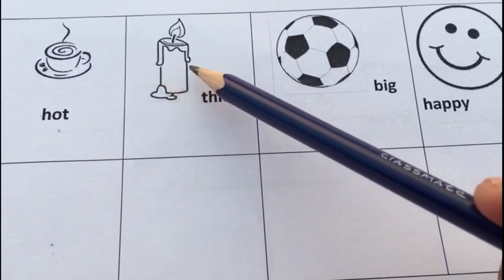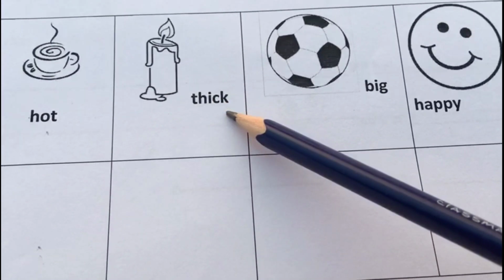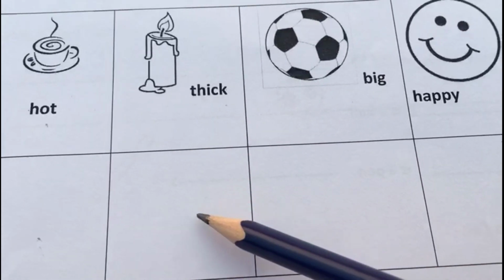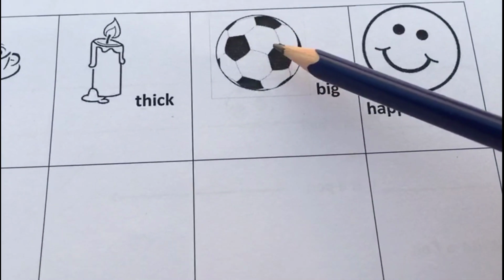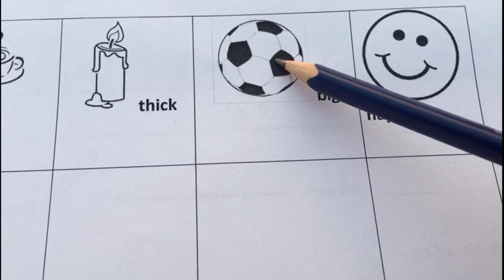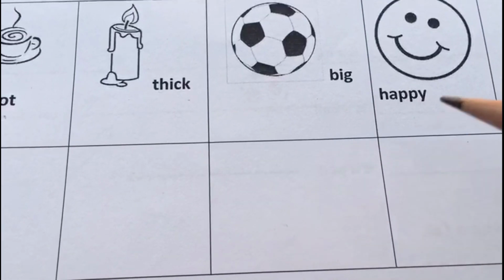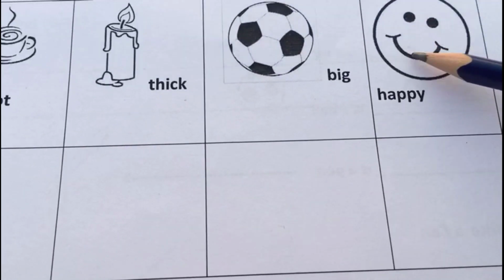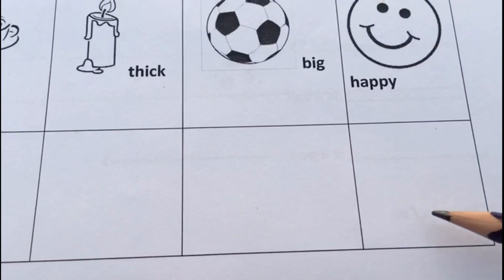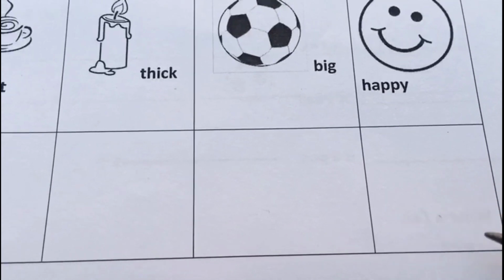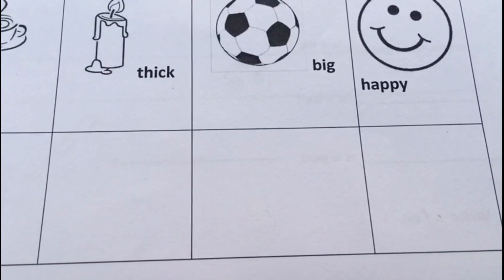And the opposite of thick is thin, so they can draw a picture of a thin pencil or something. A big ball, they can draw a small ball. The opposite of big is small. And here is a picture of a happy face. Now ask your child to draw a sad face. The opposite of happy is sad.